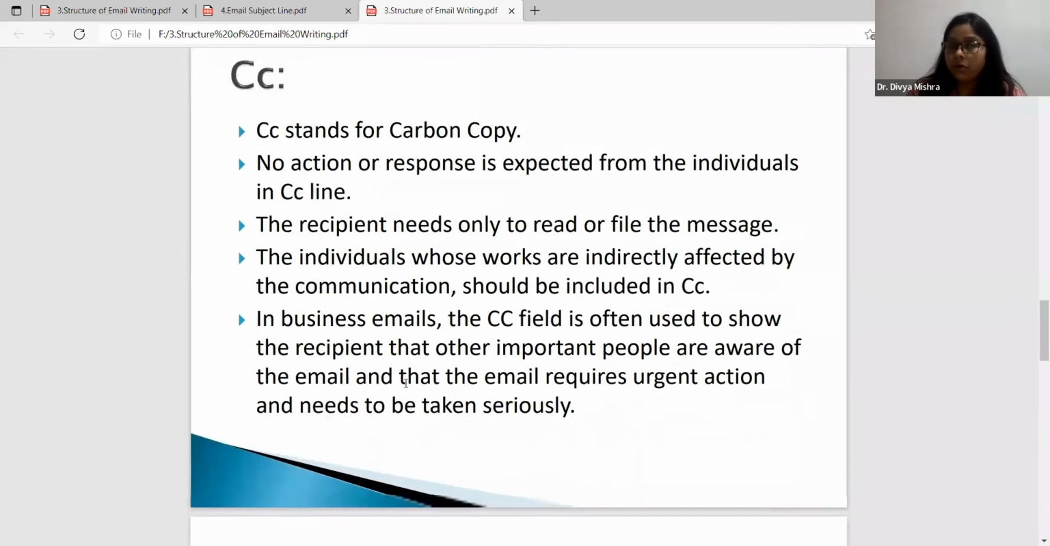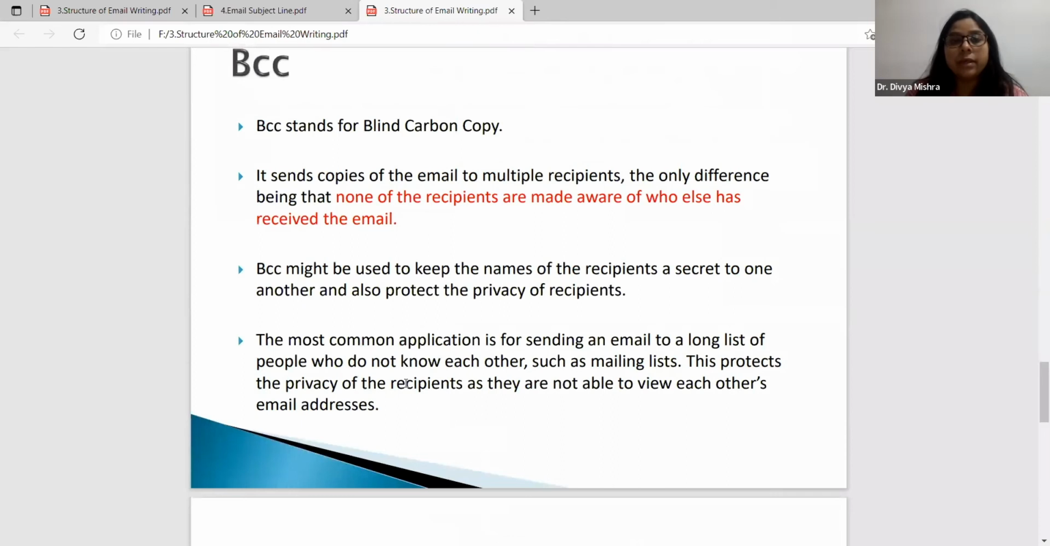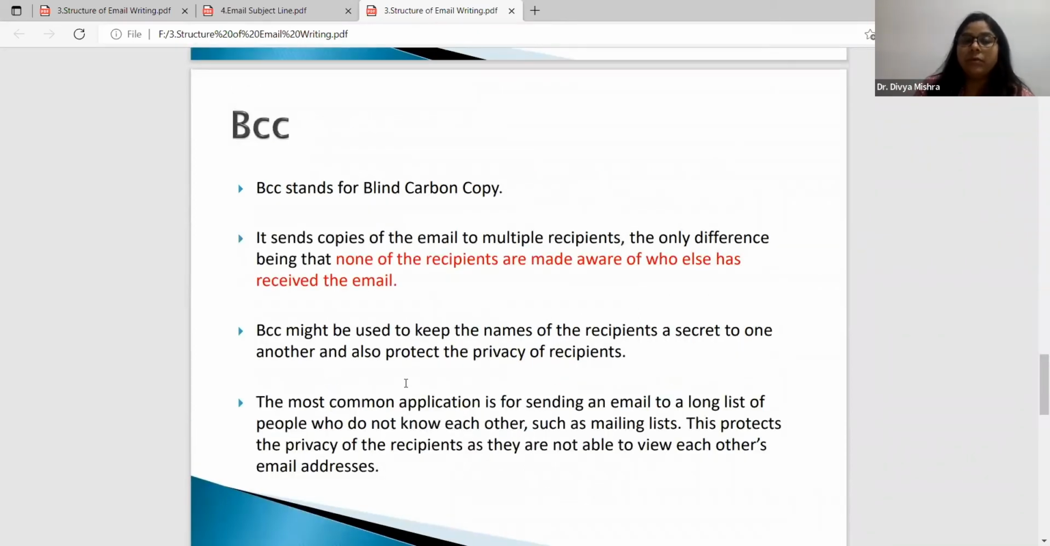Now we use it rarely, BCC. Why do we use it rarely? Because we expect transparency when we talk about communication. If there is anything which is not transparent, that is not effective communication. So BCC stands for blind carbon copy. It sends copies of the email to multiple recipients, the only difference being that none of the recipients are made aware of who else has received the email.